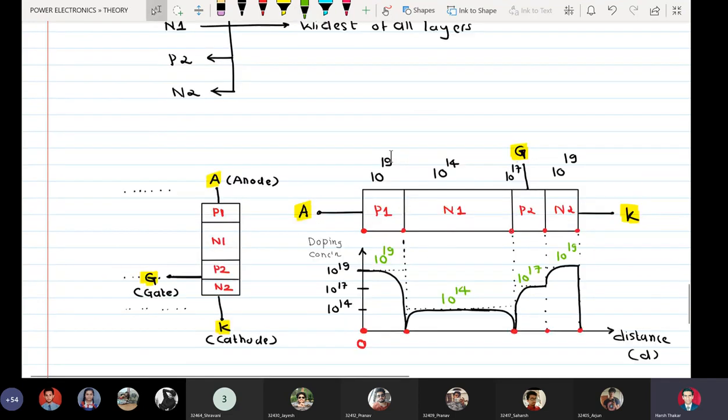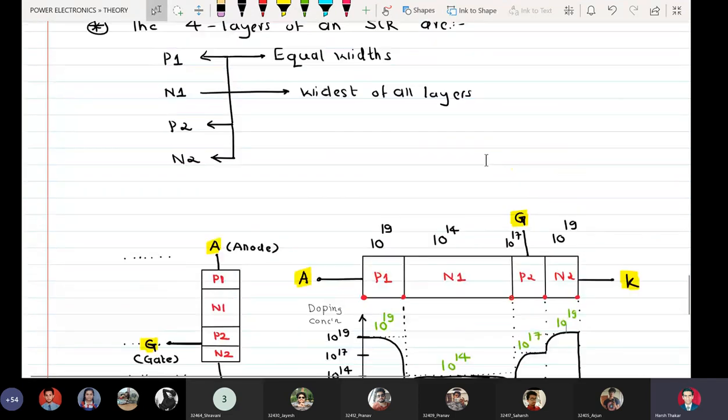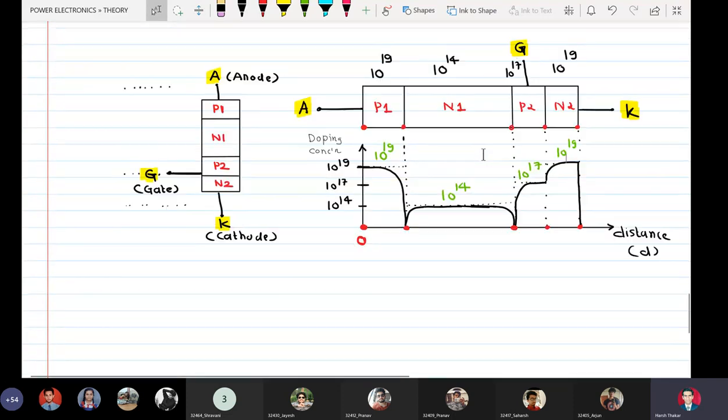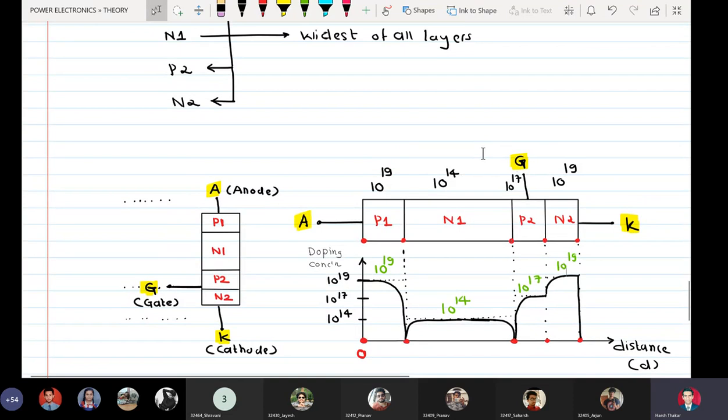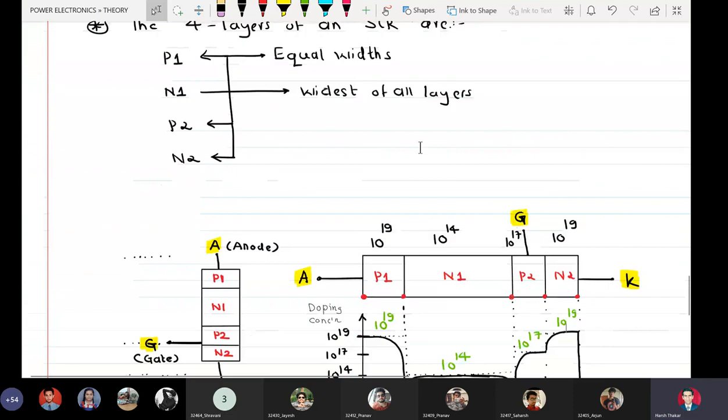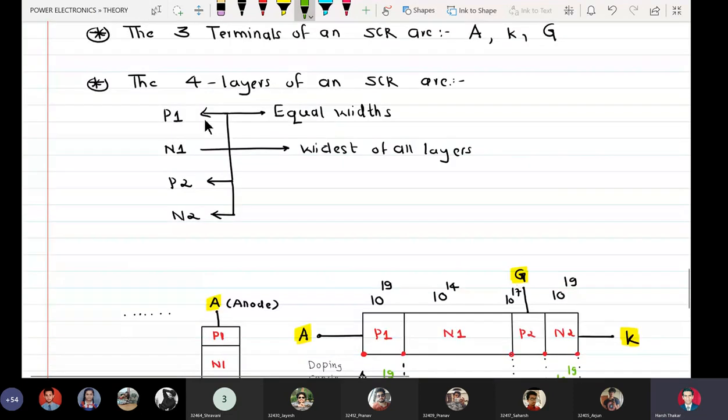So while we have noted one thing, that the second layer N1 is the widest amongst the four layers, we also came to know that N1 is not only the widest, but it is also the most lightly doped. Okay. So we can actually write here 10 raised to 19, 10 raised to 14, 10 raised to 17, and 10 raised to 19.